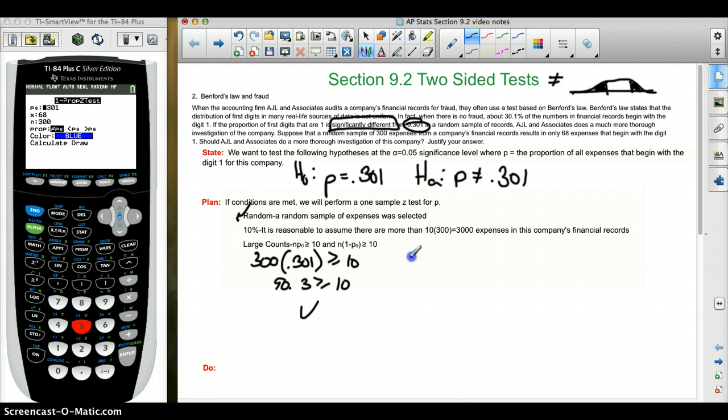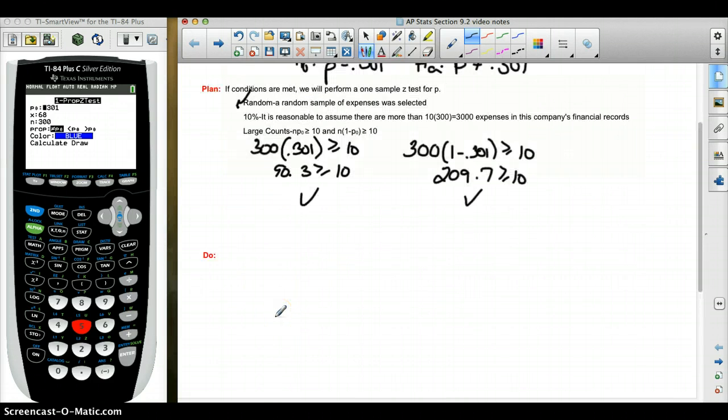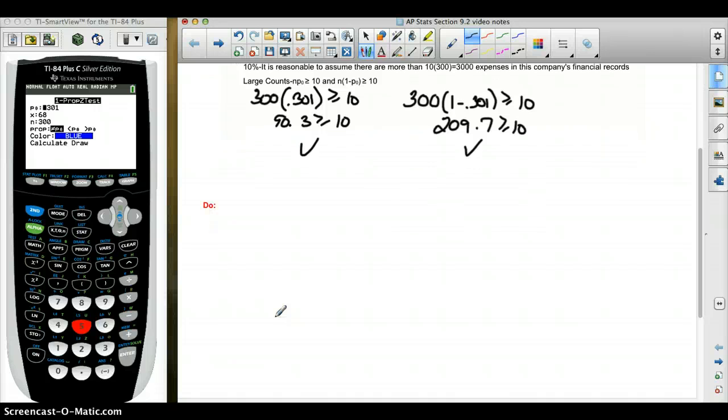You also have to do your other large counts test of 300 times 1 minus 0.301 greater than or equal to 10. So you end up solving out that multiplication and you get 209.7 is greater than or equal to 10, which also works. So remember, if your conditions are met, now we can go down and we can actually conduct the one sample z-test for P.